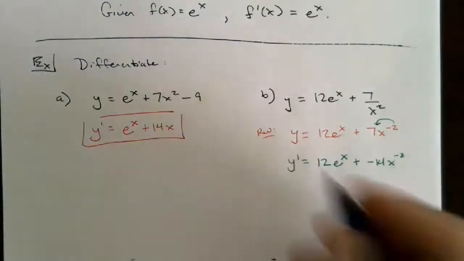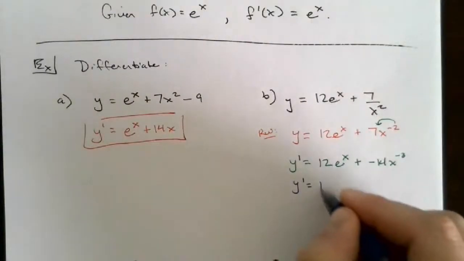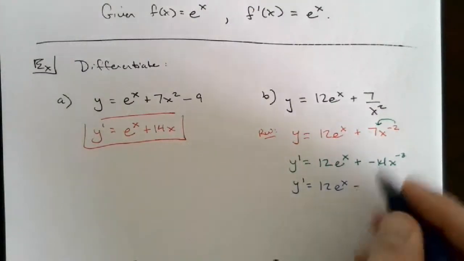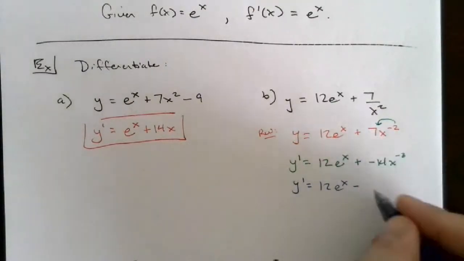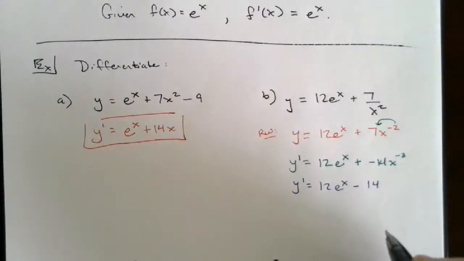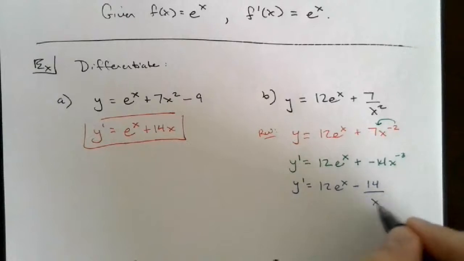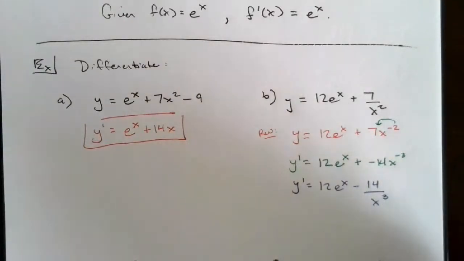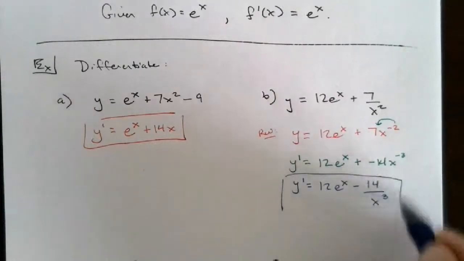And then let's simplify this. We have y prime equals 12 e to the x, positive times a negative makes negative. If you wrote negative right away here, that would have been okay. Negative 14 x to the negative 3, the negative exponent tells you to move that to the denominator as x to the positive 3. Remember, the exponent's only acting on the x, not on the 14. And then we have it.